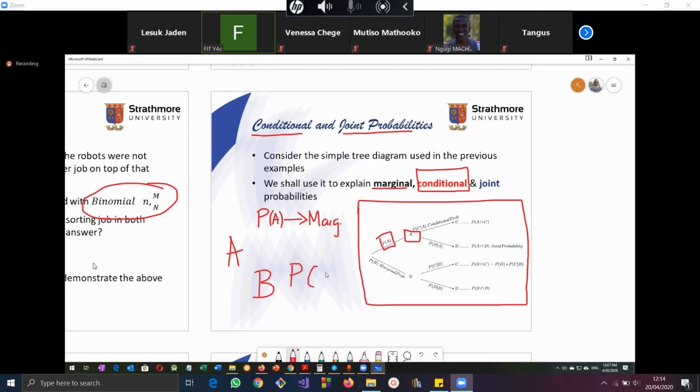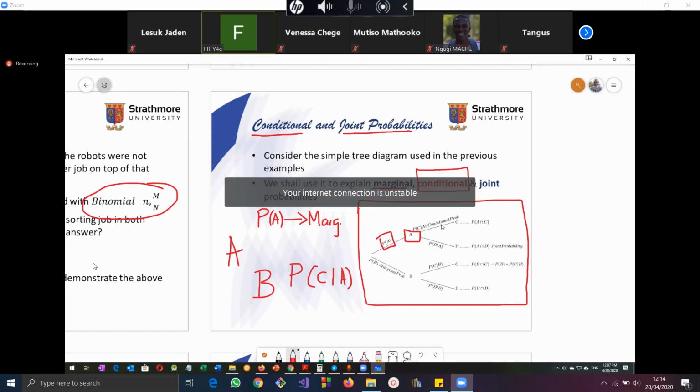Probability of C given A, or probability of C conditioned on A. So this one just says, what's the probability that C happens after A has happened? That's a conditional probability that can actually be captured by a tree diagram.